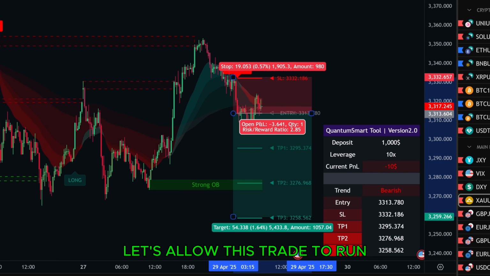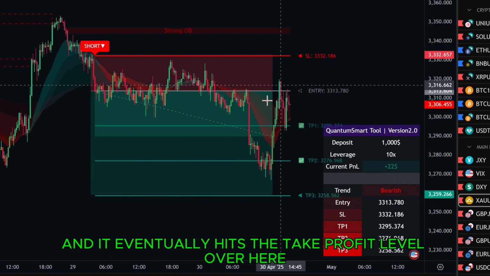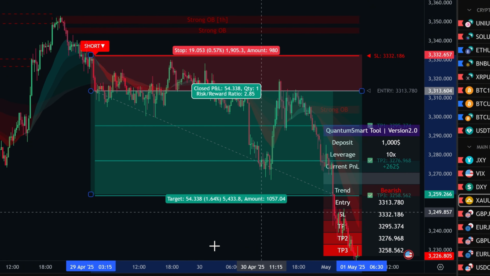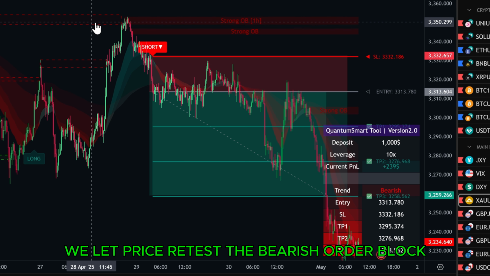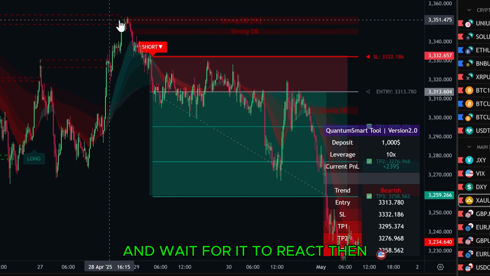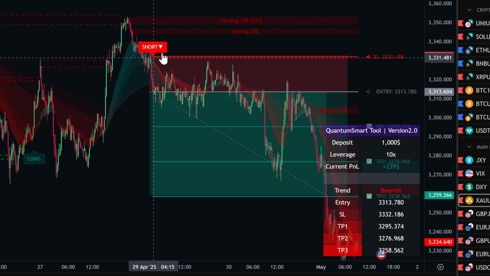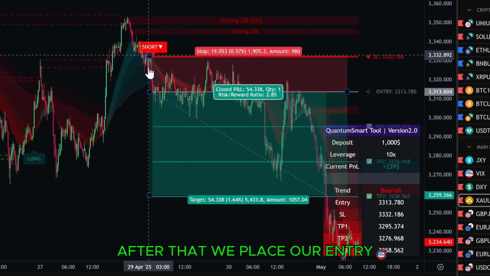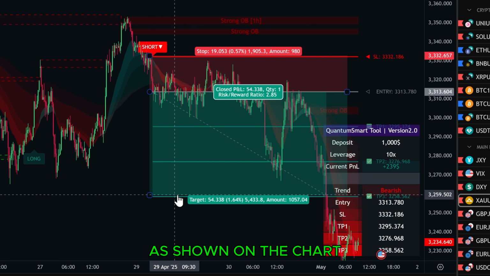Let's allow this trade to run. As you can see, the trade keeps moving in our favor, and it eventually hits the take profit level over here. So the trade idea was very simple. We let price retest the bearish order block and wait for it to react. Then we wait for the Quantum Smart tool to print a short signal. After that, we place our entry, stop loss, and take profit as shown on the chart.